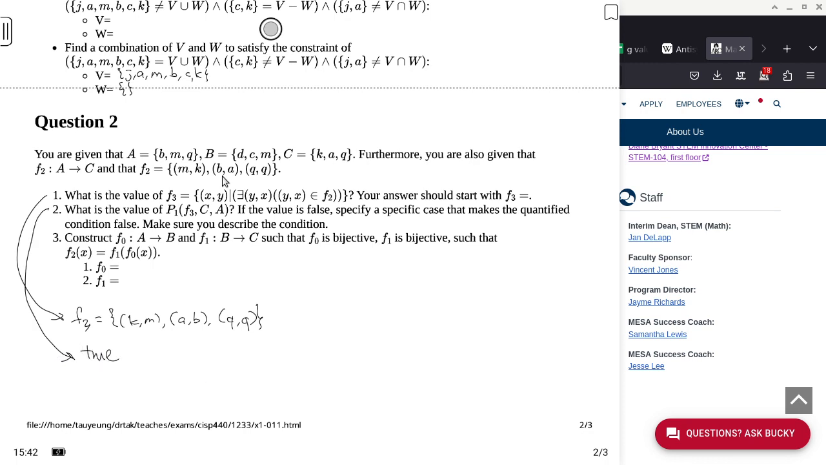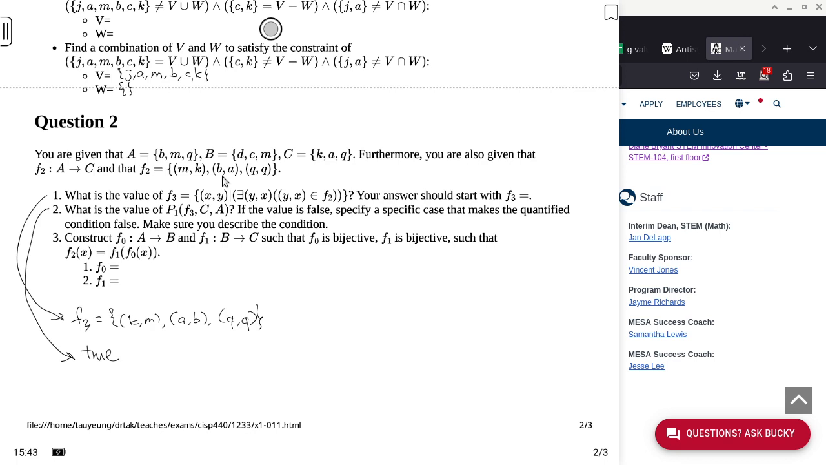And since it is true, you don't have to worry about if the value is false, because that is only applicable if the answer is false to begin with. So now in F3, we want to construct F0, a function that maps from A to B, and F1, a function that maps from B to C, such that F0 is bijective, F1 is bijective, and F2 of X is the same thing as applying F0 on X first, then applying F1 to the result of F0 of X. Whew, that's a mouthful.